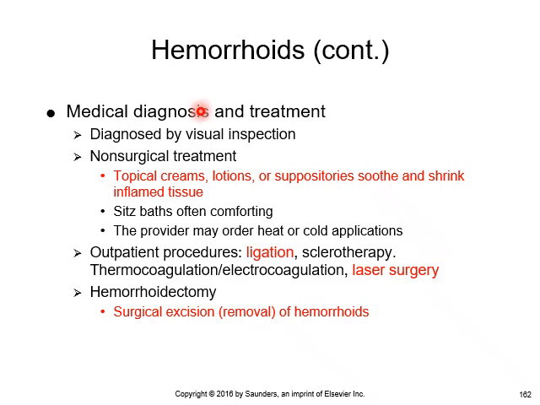Diagnosis is by visual inspection, and treatment could be topical creams, lotions, or suppositories to soothe and shrink inflamed tissue. Sitz baths are also comforting, and the provider may order heat or cold applications. Or we can do surgery. Outpatient procedures include ligation of the hemorrhoids and laser surgery, and then removal of the hemorrhoid itself is called hemorrhoidectomy, done by surgical excision of the hemorrhoids.